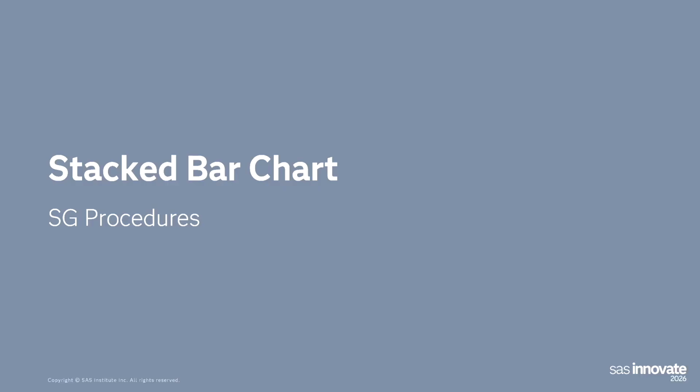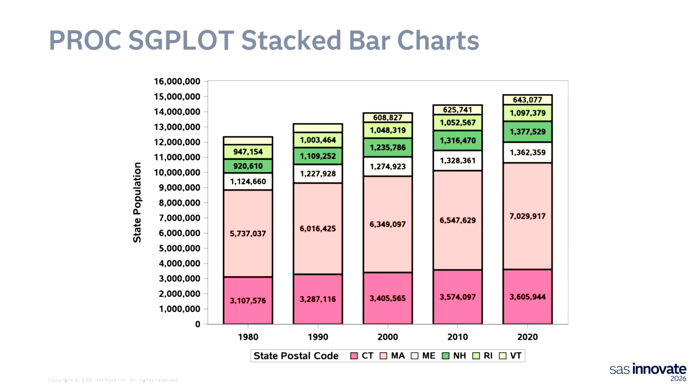And now I'm going to turn that over to Rich Ann, who's going to talk to you about our bar chart. Okay, so we're going to start talking about bar charts, and here we have a stacked bar chart. You can have a vertical stacked bar chart, or you can have a horizontal stacked bar chart. When you're using SGPlot, you're going to use VBAR for vertical or HBAR for horizontal.